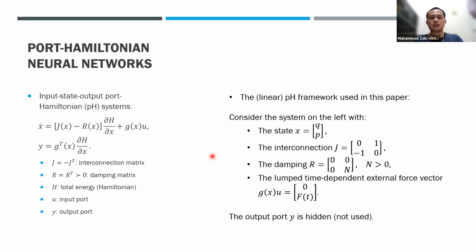And they also use the lumped time-dependent external force vector. G times U being this vector, so 0 and some time-dependent force, and we don't consider the output port here in this case. So we just take the X dot, and basically that's it.